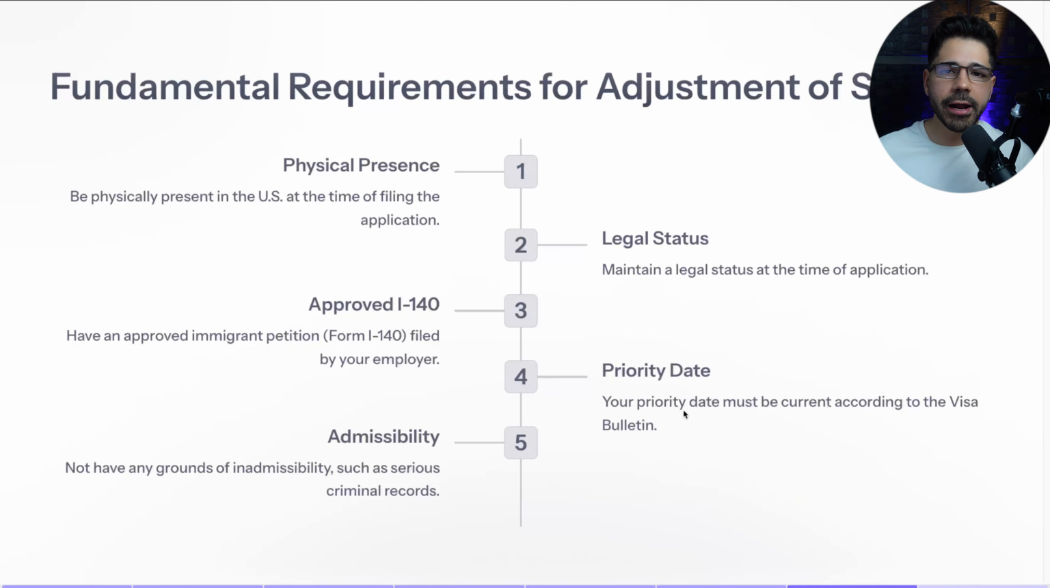But guys, to be able to apply for the adjustment of status through the EB3 visa, you need to meet several fundamental requirements. The first one, be physically present in the US at the time of filing your application. The second one, have a legal status at the time of application. The third one, have an approved immigration petition I-140 filed by your employer. The fourth one, your priority date must be current. This means a visa must be available according to the State Department's Visa Bulletin. And the fifth one, not have any grounds of inadmissibility such as serious criminal records, previous immigration fraud, or public health issues.